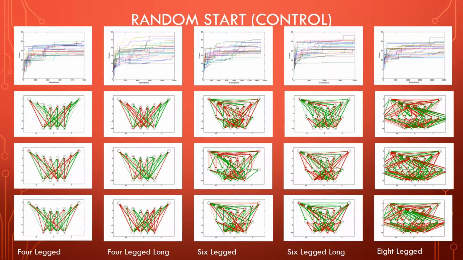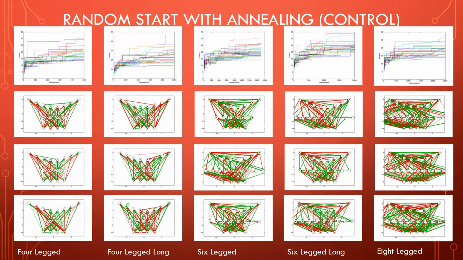Here we can see the control group doesn't seem significantly different from the experimental. Again, annealing helps grow large networks, but significantly different fitnesses are rare, and more of the data looks similar to what we have seen in other experiments.